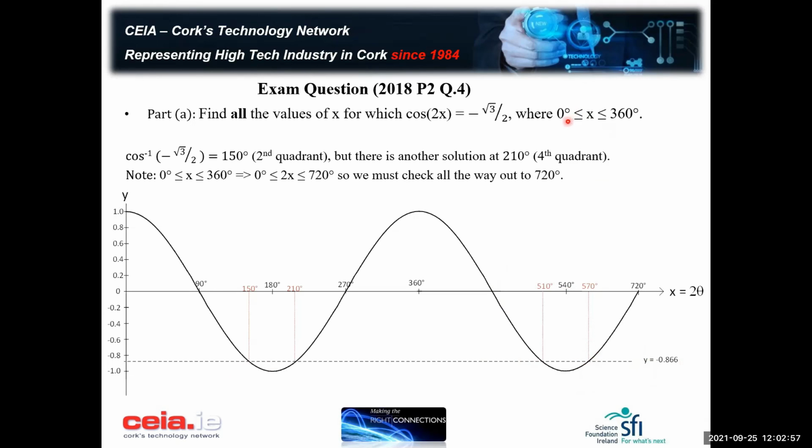Now, how far do we need to look? Well, we're told that x is between 0 and 360 degrees, which means that 2x is between 0 and 720 degrees. So we need to look over the range of 0 to 720 degrees, which is what I've drawn here. And we see that there are 4 points where this happens. There's the expected values of 150 and 210, but there are 2 more values at 510 and 570.